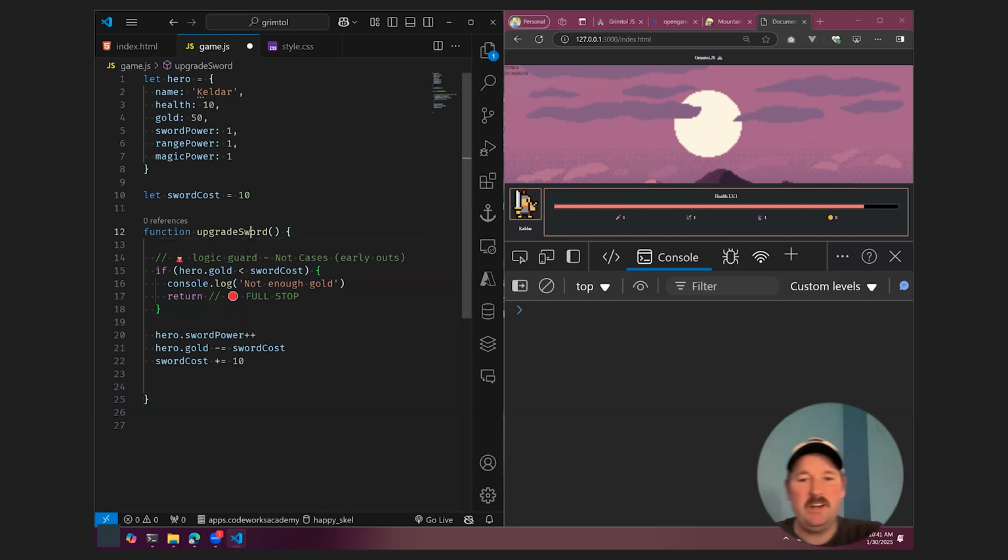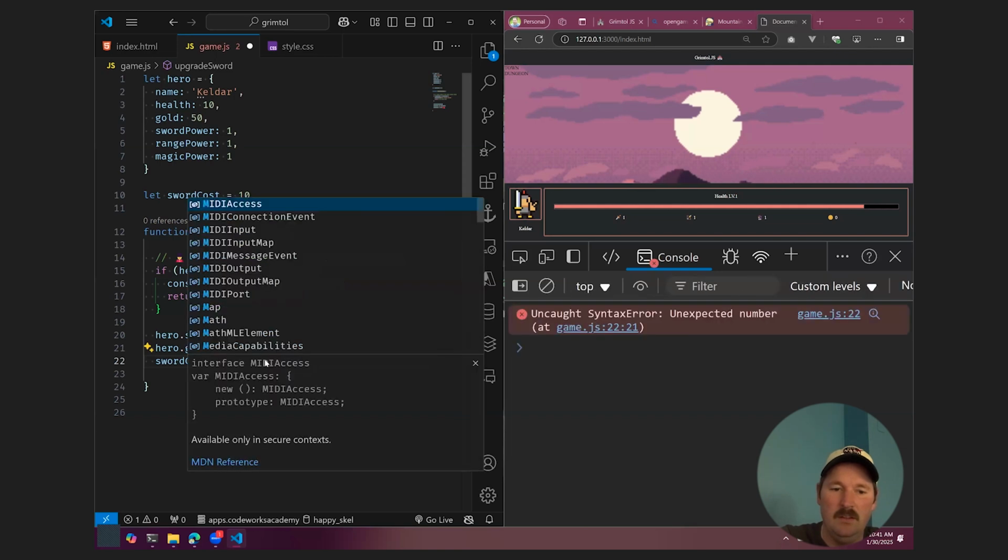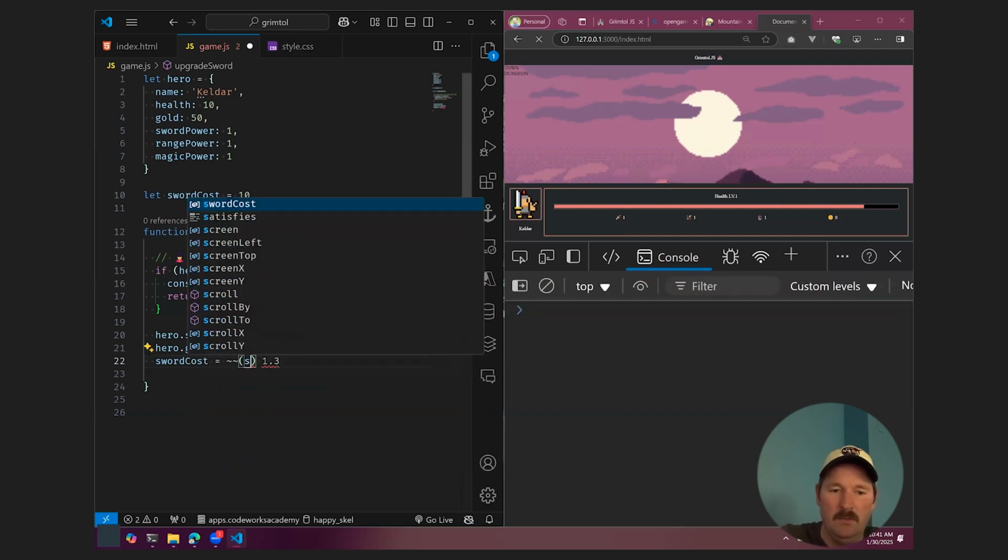So cool. We can upgrade our sword. Neat. And our sword cost goes up based upon 10. Let's go back to our times equals 1.3. Is there a good way to round that down after the fact? Or does it require 2 lines? Well, no. If you do significant, you're getting a fraction of volts.